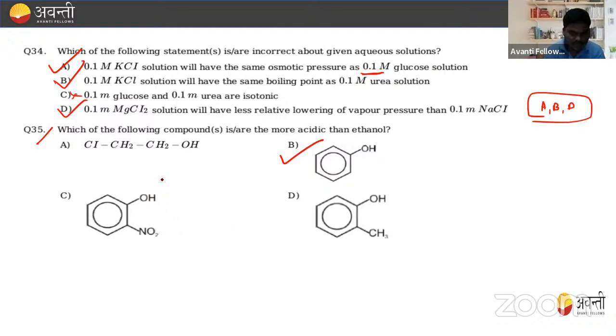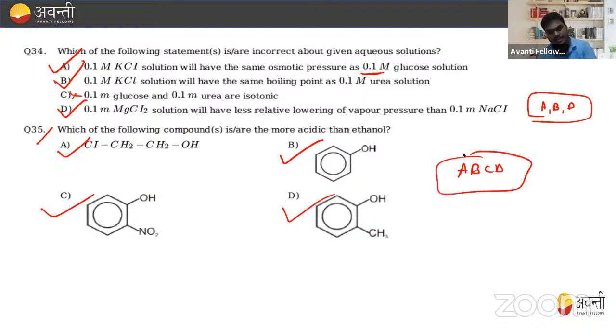Now, here, due to the presence of electron withdrawing groups, they are also more acidic. They are also more acidic, and this one, the aromatic acid, is also stronger than ethanol. So the correct option is A, B, C, and D. Right?